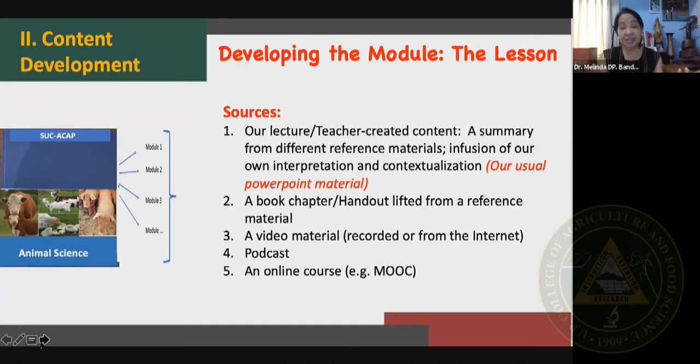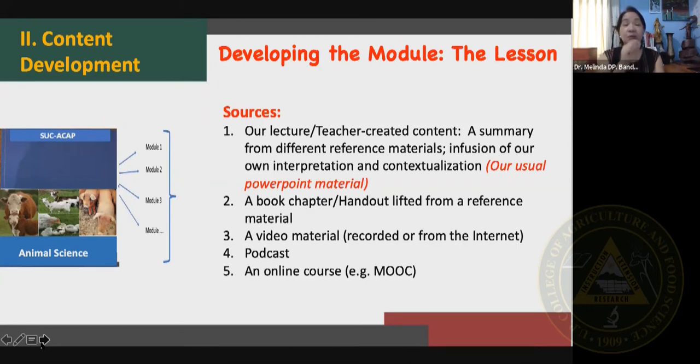It can be a video material. Recorded, we record it, or others recorded it, or from the internet. It can be a podcast. Or it can be an online course, like a massive open online course. Libre, walang babayaran. And I think at this point, there are so many open online courses which you can probably look into and can provide content to our reviewees. So I'm sure may mga maidadagdag pa kayo dito.